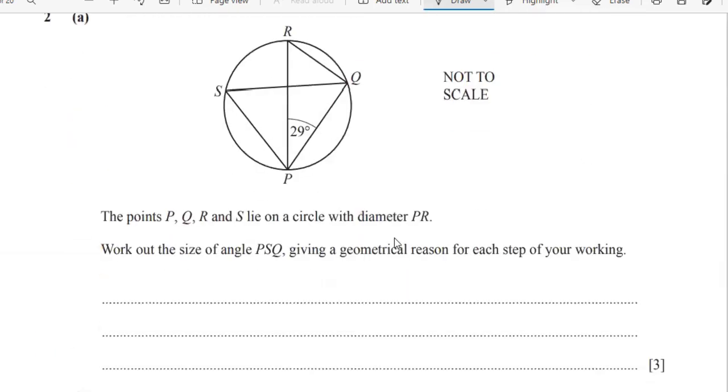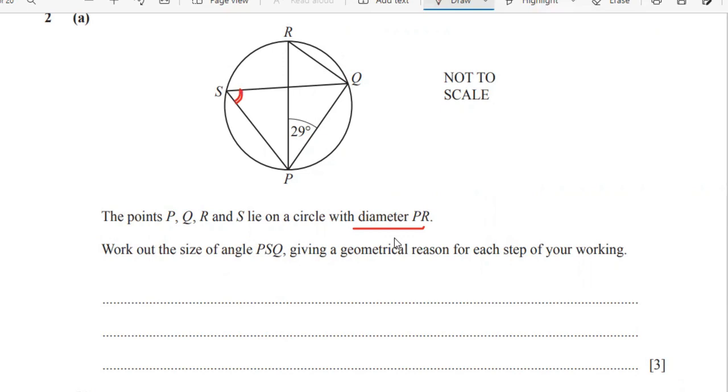Now the next question is about circle. The question says the points P, Q, R, and S lie on the circle with diameter PR. So PR here is the diameter. I will underline this important information. Work out the size of angle PSQ, which is the angle here, giving a geometrical reason for each step which you're working. So we need to justify each step.